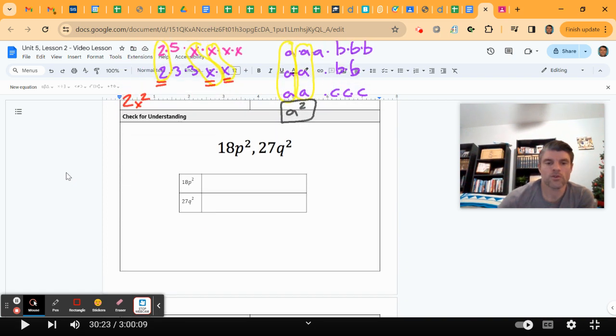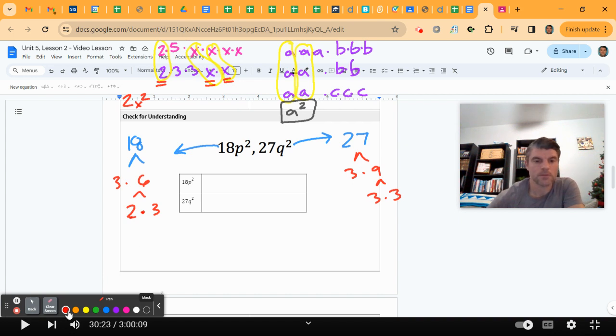All right, so first thing I want to do is break down the 18. And then I'm going to break down the 27. Why don't you try this first? All right, so I broke these down. I'm going to write them in the table we have here. So put the lowest numbers first. And then we have 2 variables right there. And then for 27, we got 3 times 3 times 3. And then we have 2 Q's.